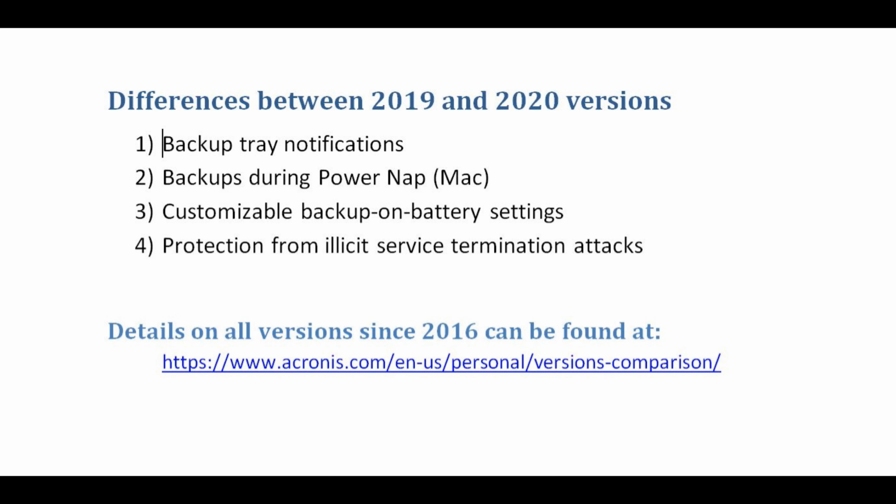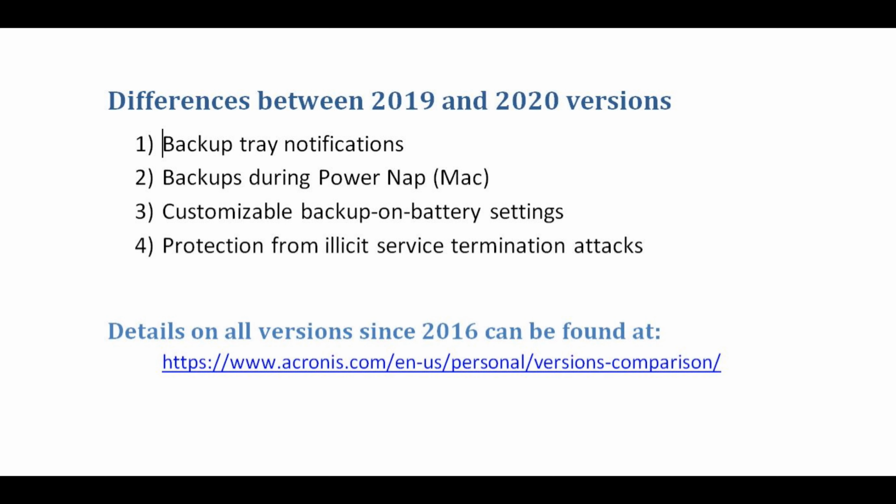It's not a lot. Backup tray notifications. It includes backups during a power nap if you have a Mac, and it has a customizable backup on battery settings. So if you're trying to back up a laptop while it's on battery only, you can customize what gets backed up and where, just to preserve power. And then finally, you can do protection from illicit service termination attacks. Well, that's just more enhancements to that built-in anti-malware.